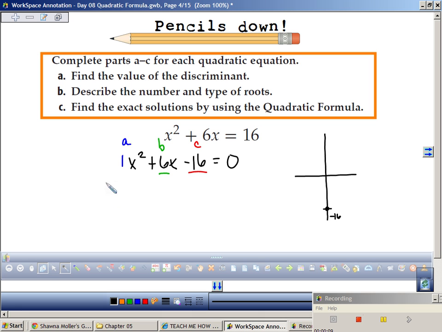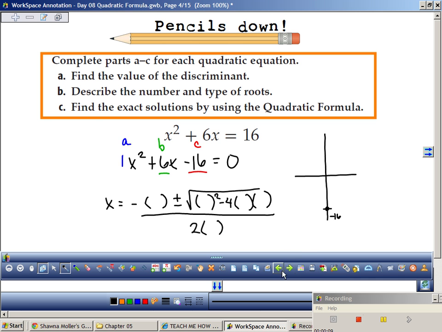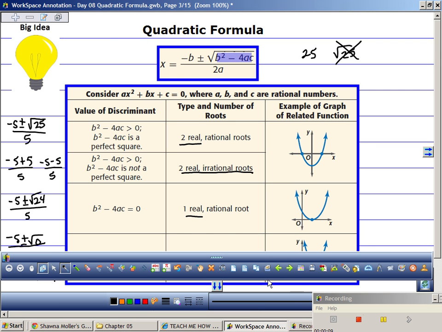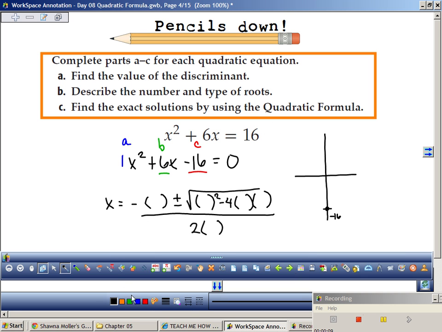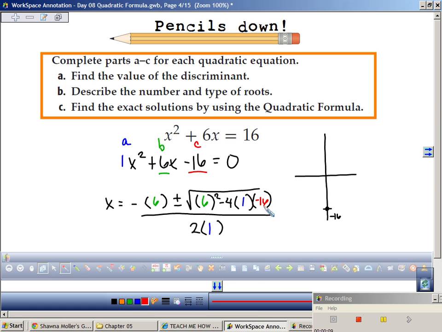Okay, so let's use the quadratic formula, which is x equals -b plus or minus the square root of b squared minus 4ac all over 2a, which you have right here for your reference. So my b value is 6. My a value is 1. And my c value is -16.